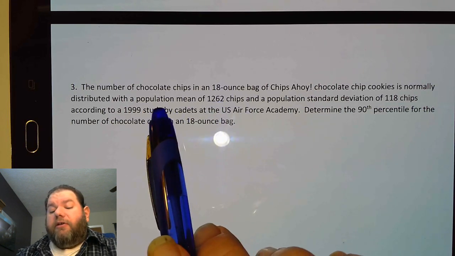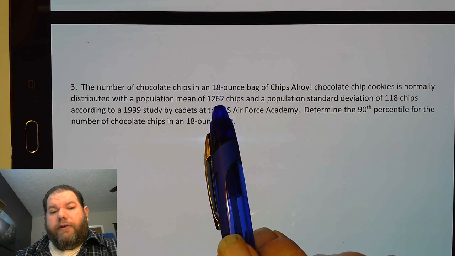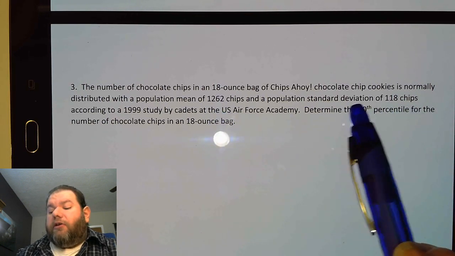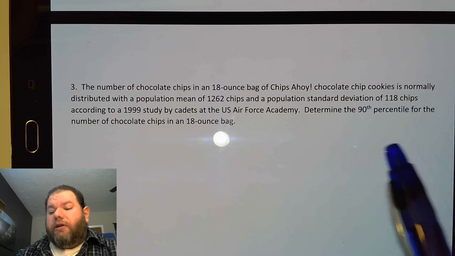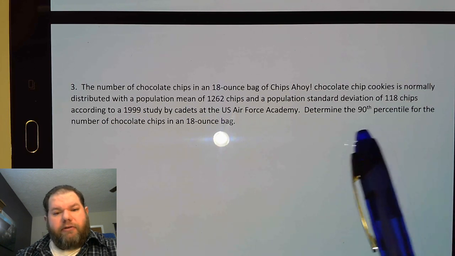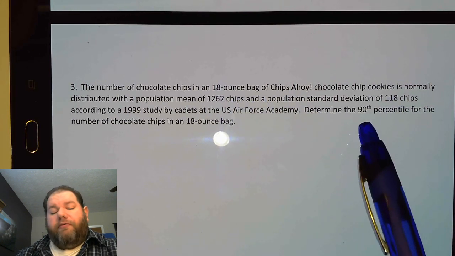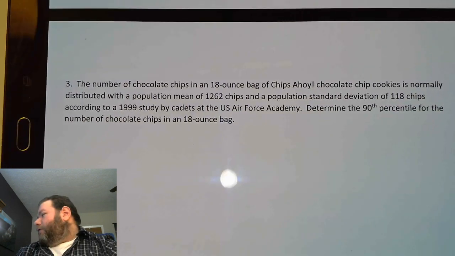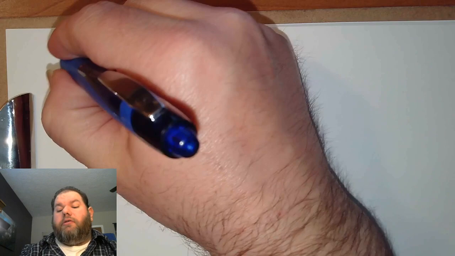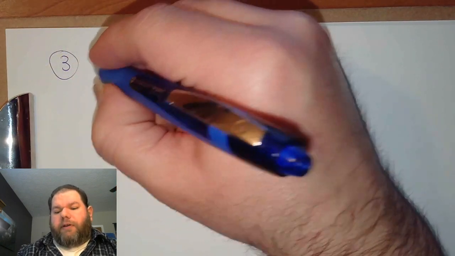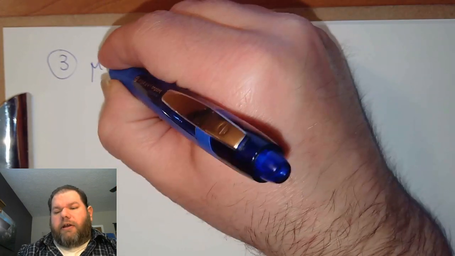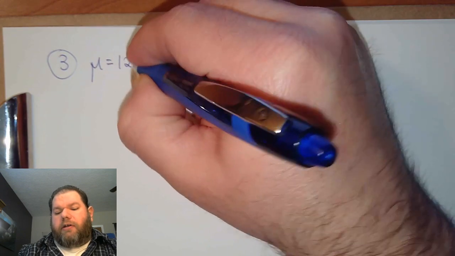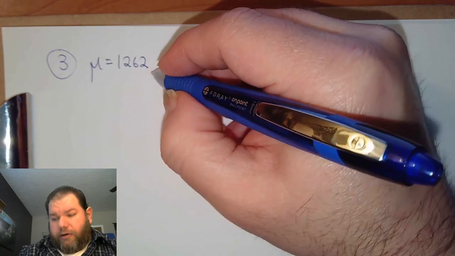So the main things we need are the population mean, 1262, and the standard deviation, 118. And we want the 90th percentile. Those three things are really the information that we need from this paragraph. So go ahead and write those down. And that's really the biggest thing right there, is picking out key data from this description of the study.